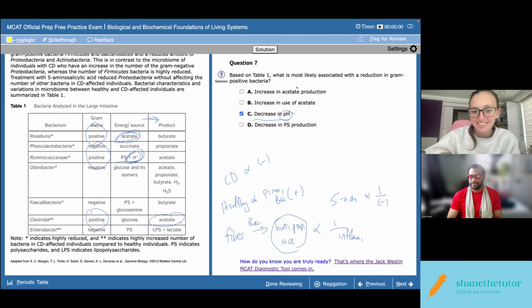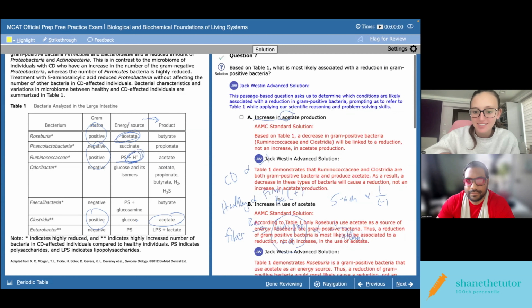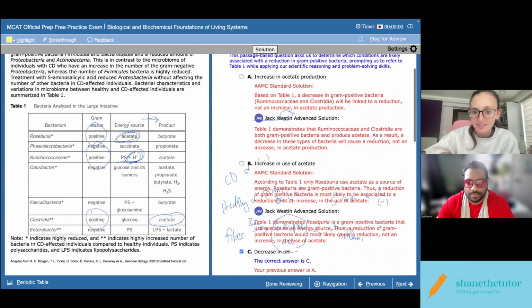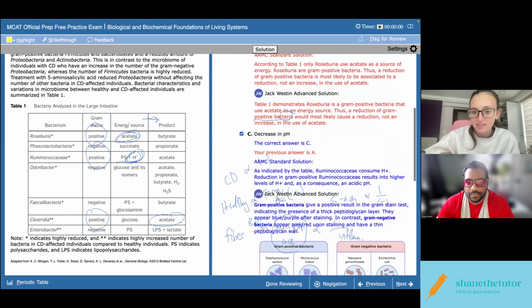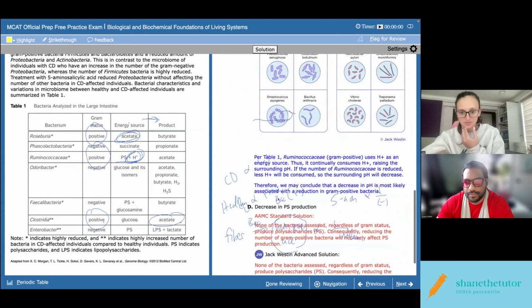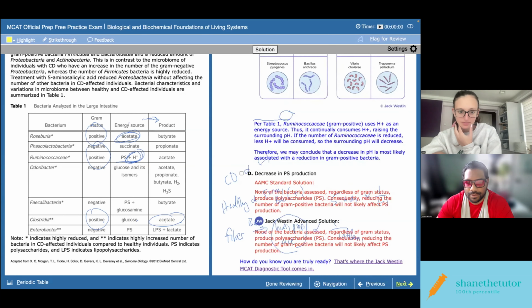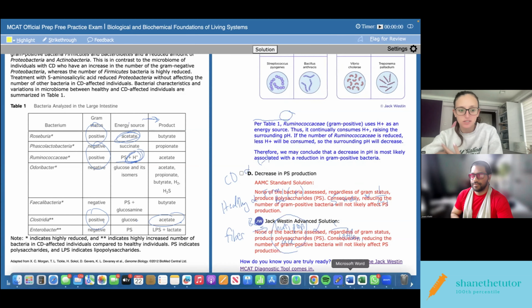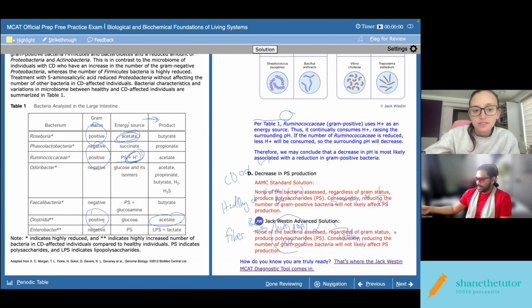All right. I'm just curious as to what I picked. My answer was A, which is wrong. I was looking at production. I saw acetate a few times, so I was like, sounds good.